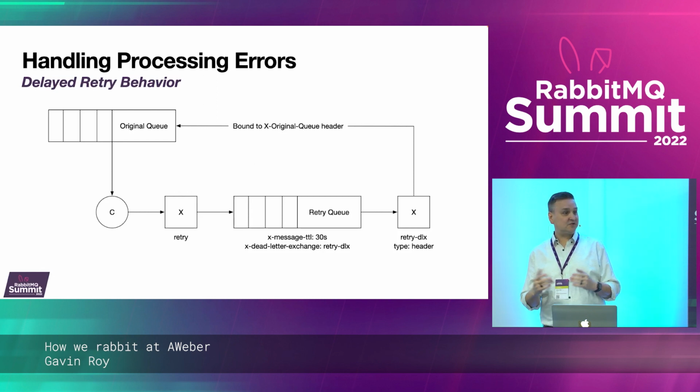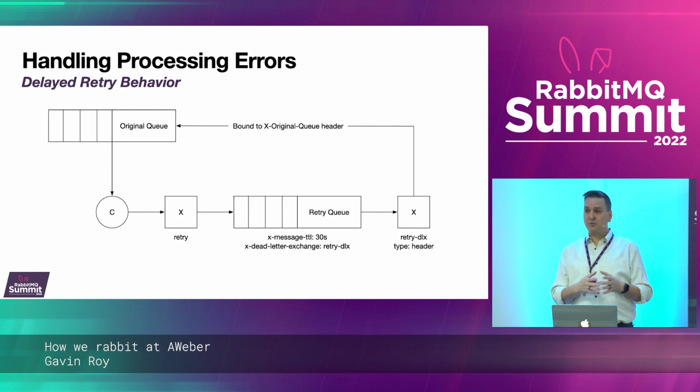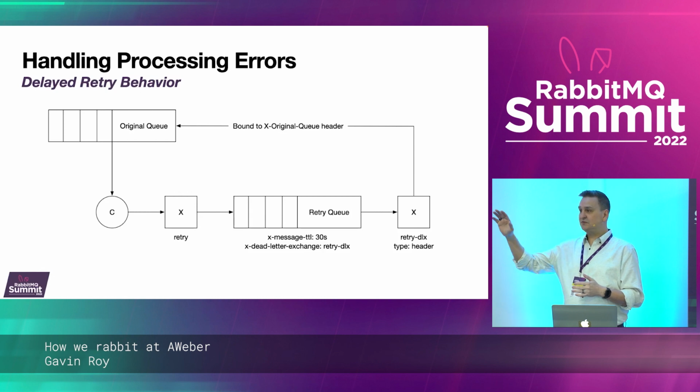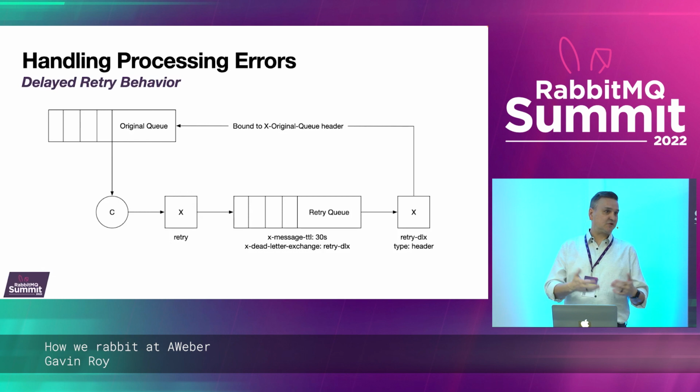And then when the message TTL expires, RabbitMQ will automatically publish it to the dead letter exchange. And for that, we're using a headers exchange. And everything that is bound to that exchange is bound to the X original queue header property, so it makes it back into the queue where the error originated from, and conceptually the same consumer or the same consumer application.